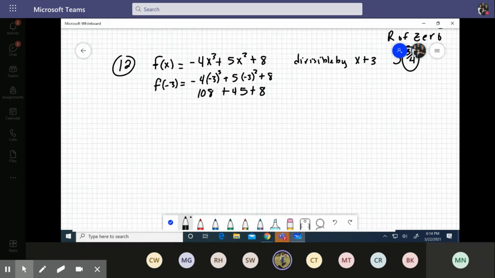Oh, wait, it's a negative 4. Never mind. I was about to say it should be a negative 108, but there's a negative 4, so I don't know. Well, we're going to say that the textbook is wrong then. All right, so my answer is no, and remainder 161.